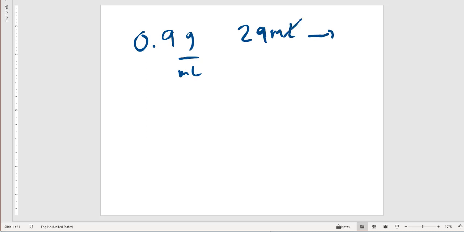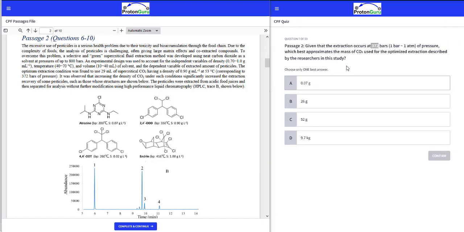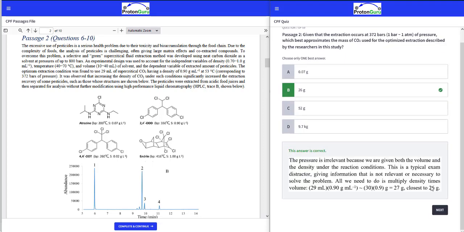Right, the milliliters is going to cancel nicely, but without a calculator, 0.9 times 29 is not super easy math. So I would recommend doing 0.9 times 30. So 9 times 3 is 27. So going over here, it does ask us which best approximates the carbon dioxide. We estimate it would be 27. 26 is closest by far to the answer we got. Turns out that is correct.